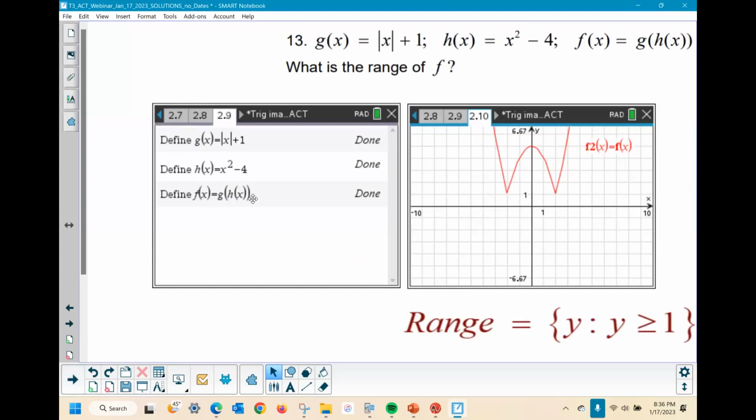All right, and so this is what it would look like on Nspire. Again, Jeff and I like this idea of how you can define the functions. I define the composition function of g of h of x, and then graphed f of x. And you can see again the range.